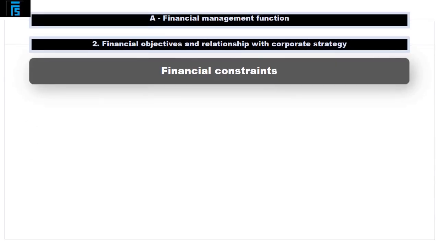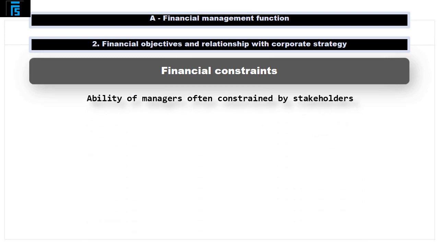Financial constraints. So far we have described how financial managers will make decisions that it is hoped will guide an organisation towards the achievement of its predetermined objectives. It is important to remember, however, that managers' ability to do so freely will often be constrained by other stakeholders who have their own objectives for the company.